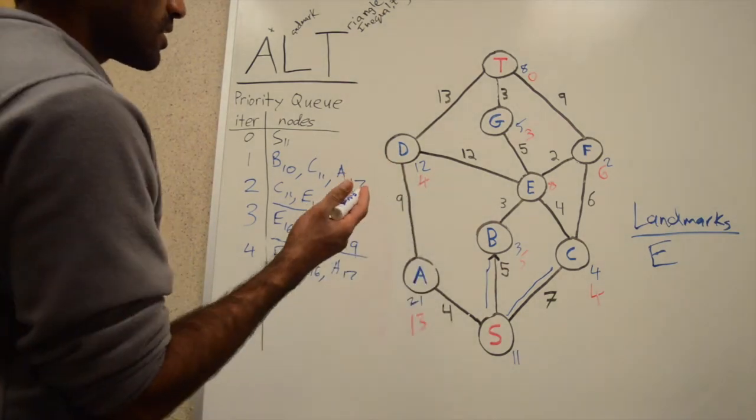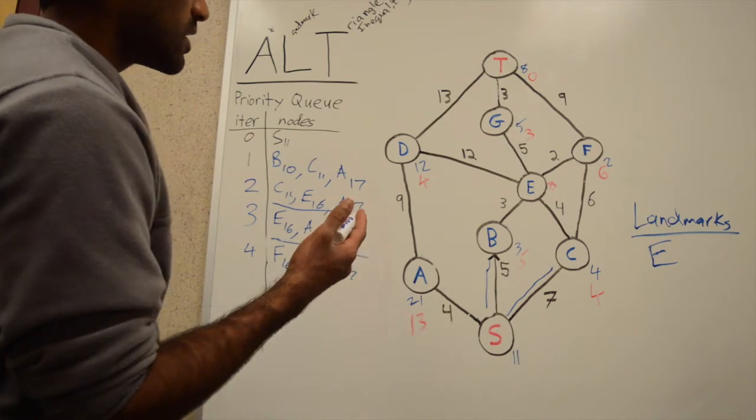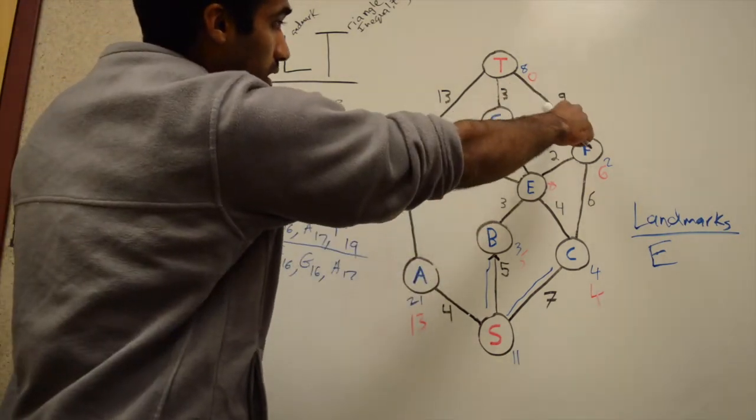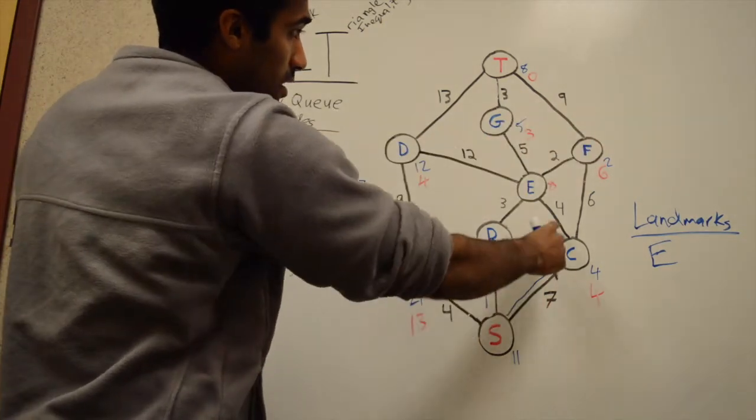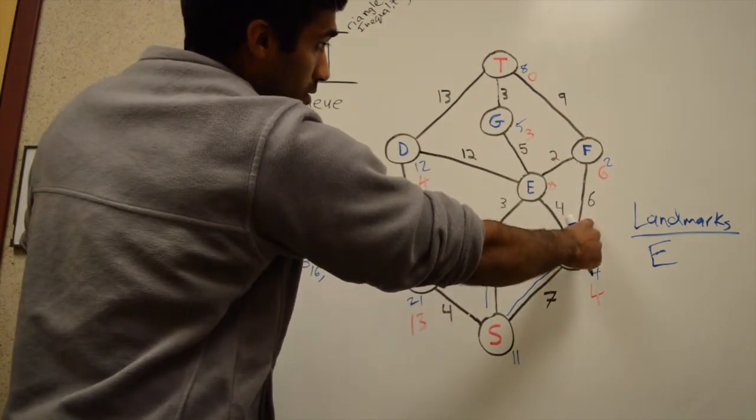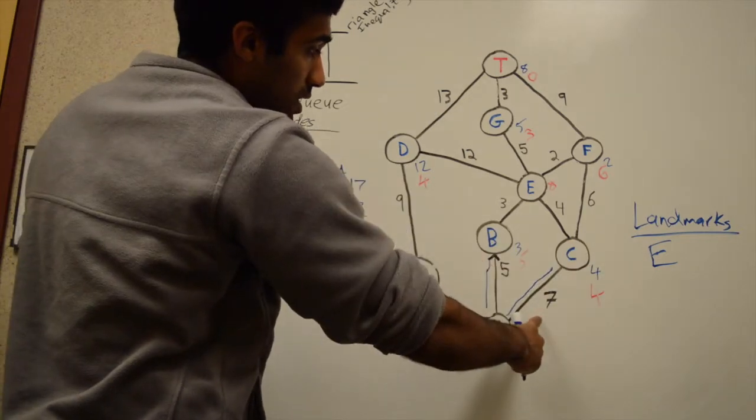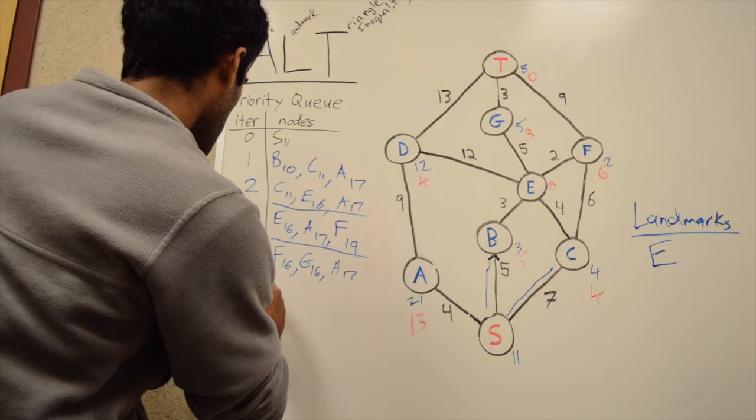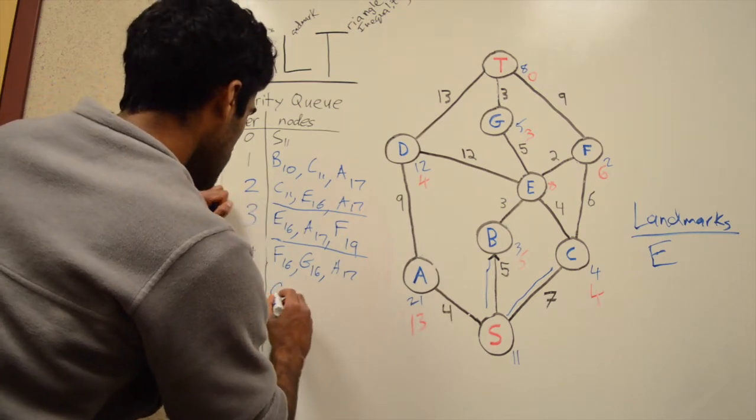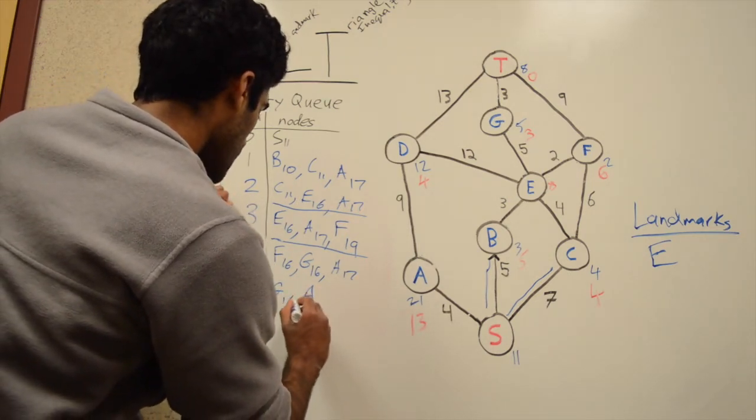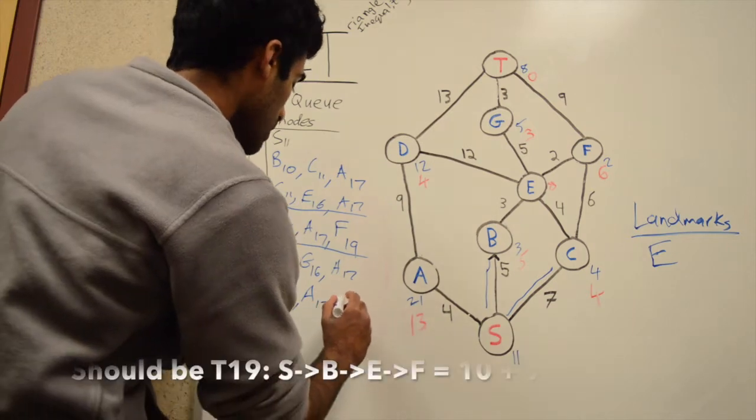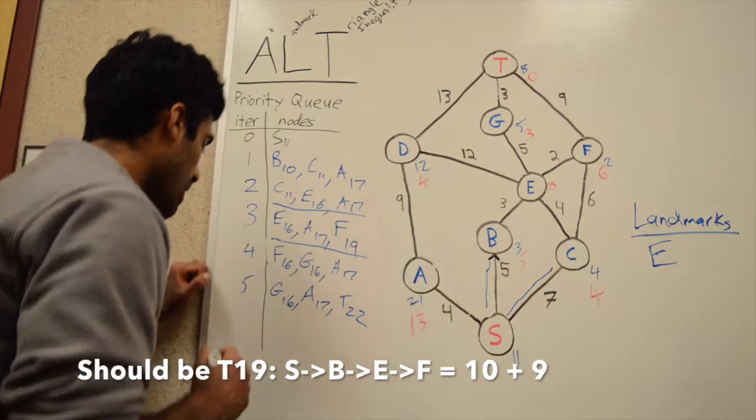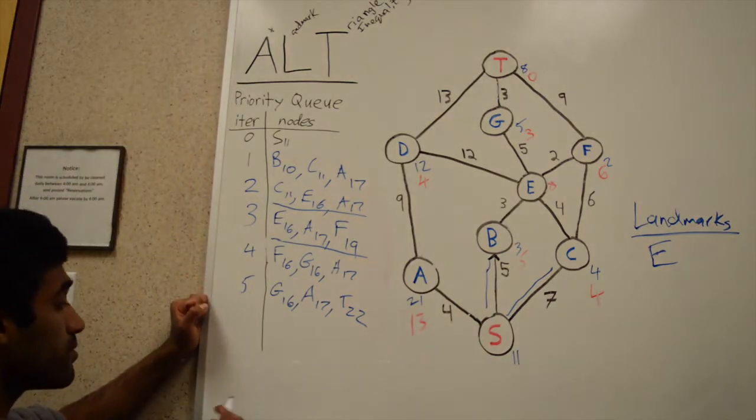We now pop F off the queue. F examines T. T is going to have a value of 0 plus its distance from S of 15, so 22. So the queue will look like G16, A17, and T22.